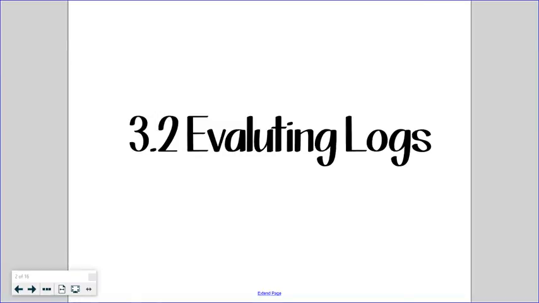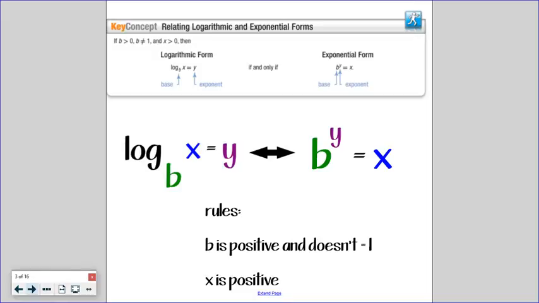So yes, you did get an introduction to evaluating logs last year. This whole concept right here, being able to flow back and forth between the logarithmic format and the exponential format of your expression, is going to be very big. It will be necessary as we go on in this chapter, as we will use it more and more as we solve exponential and logarithmic equations.